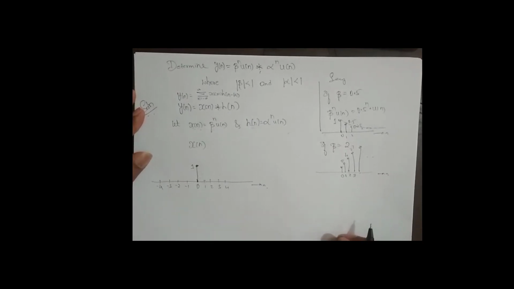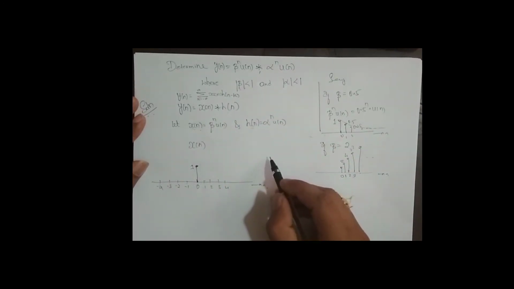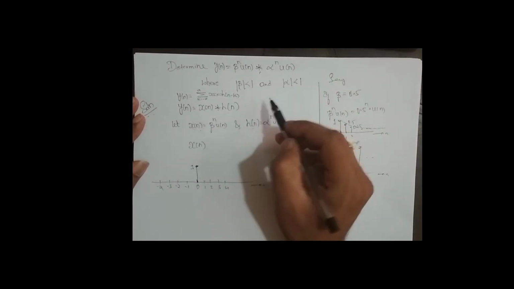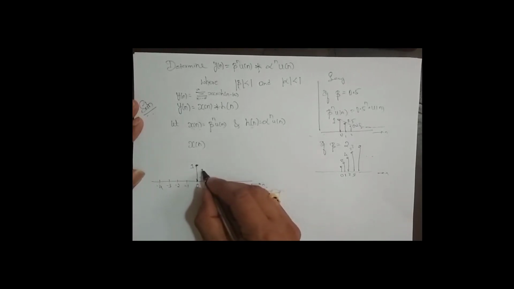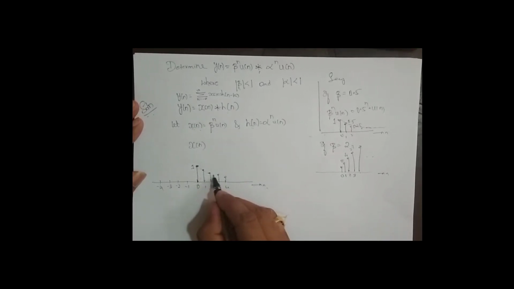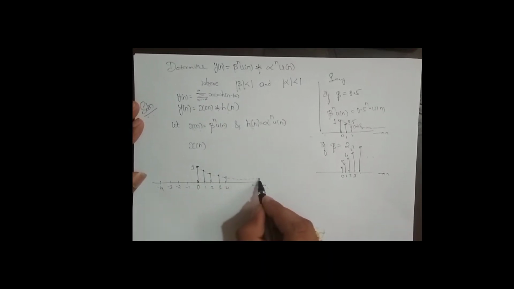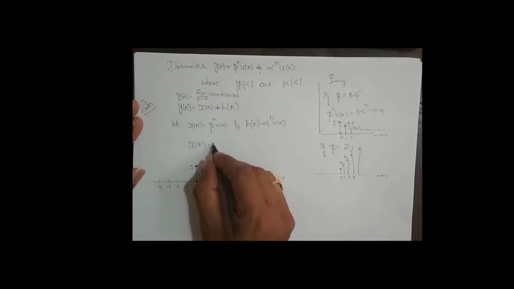So both are exponentially decreasing signals, because both alpha and beta are less than 1, depending upon the value of alpha and beta. Alpha and beta may take any value between 0 and 1. So this is an exponentially decreasing sequence. It decreases something like this and goes on till infinity. This is x of n, which is beta to the power n u of n.